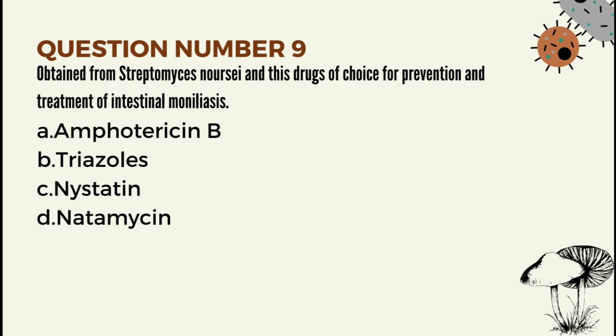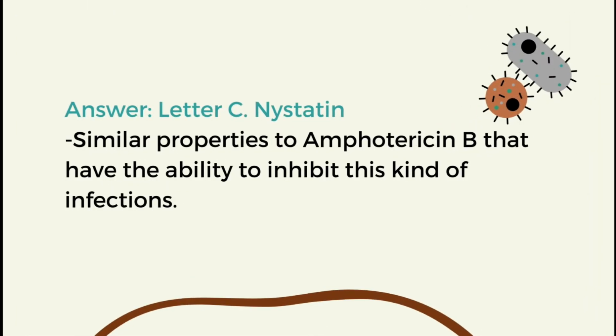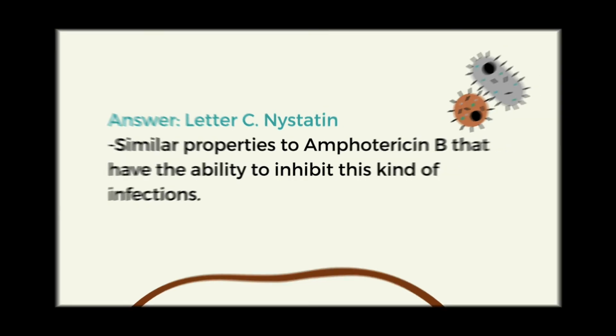For question number 9, obtained from Streptomyces nodosus, and this is the drug of choice for prevention and treatment of intestinal moniliasis. A. Amphotericin B. B. Triazoles. C. Nystatin. Or D. Natamycin. Answer is letter C, nystatin. Because nystatin has similar properties to amphotericin B and has the ability to inhibit this kind of infection.